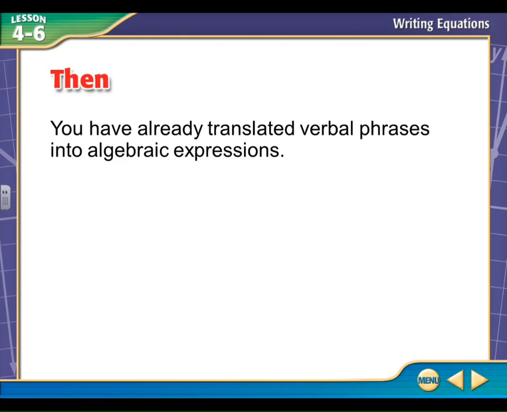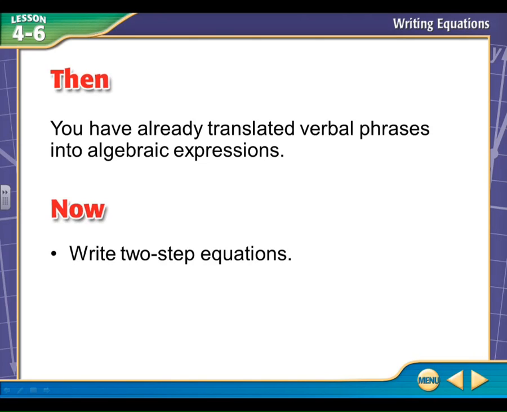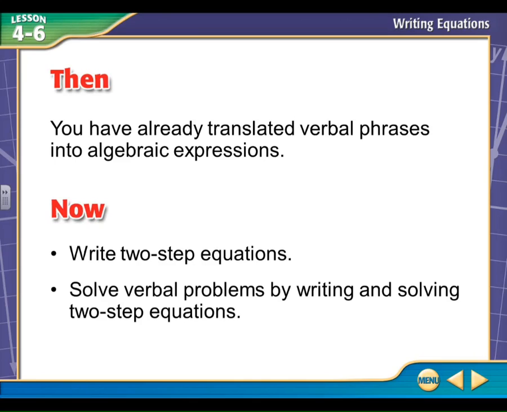Let's get started. In the past you have already translated verbal phrases into algebra expressions. By the end of this lesson you should be able to write a two-step equation from a sentence and solve that verbal problem by writing and solving two-step equations. So what we're doing is taking it out of the sentences and putting it into an equation so that we can solve it for the variable.